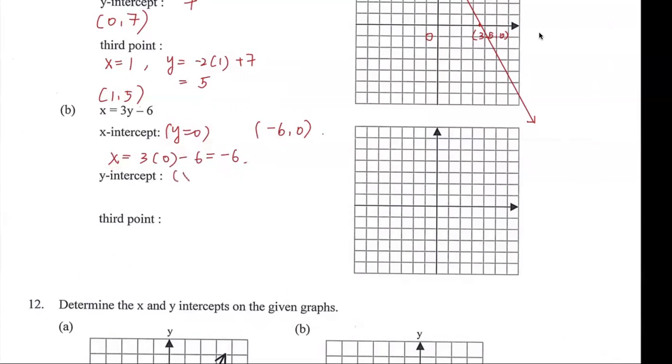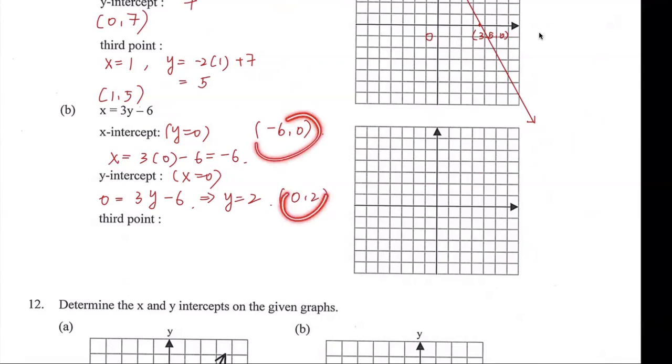The y-intercept is when x is equal to 0. So x is equal to 0, 0 is equal to 3y minus 6. If you do the calculation, y is equal to 2. So the y-intercept, the point is 0, 2. So now we have 2 points. Now we need to plot these 2 points in the coordinate plane.